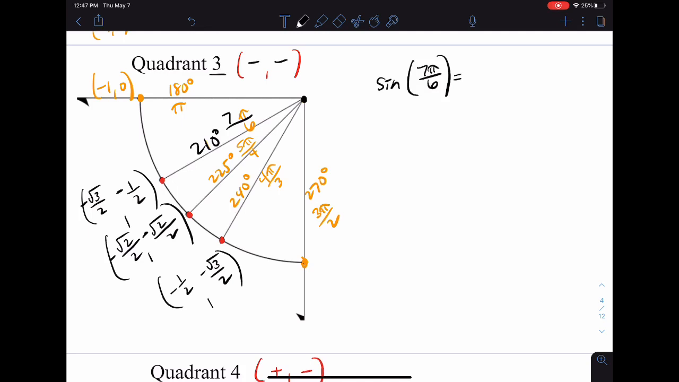Okay. Well, from earlier, we know that sine is opposite over hypotenuse. On the unit circle, hypotenuse is always going to be 1 because it's the radius. Okay. That's going to be 1. And the opposite is always going to be the same as the y coordinate. So in this case for 210, the y coordinate is negative 1/2. So that means sine is negative 1/2.